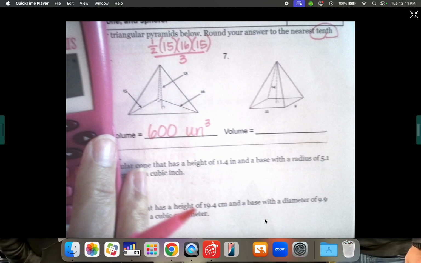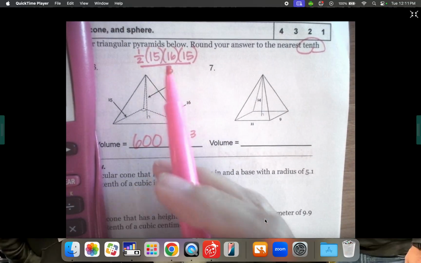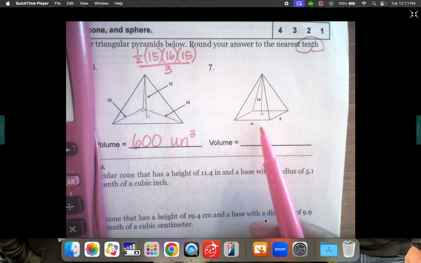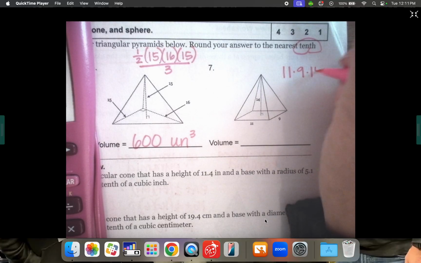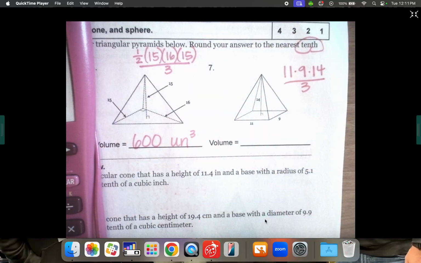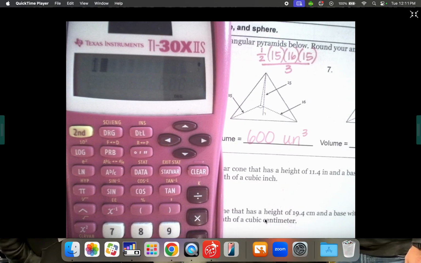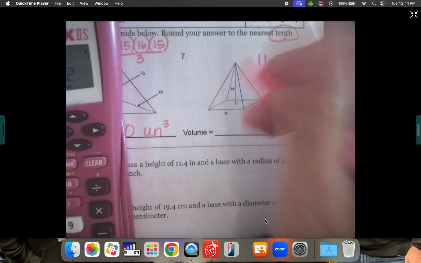All right, and then the last one, we're back to a square base, so we don't need to include the half. All we need is the length and width. So we've got 11 times 9 times 14 divided by 3. So 11 times 9 times 14 equals divided by 3, 462.